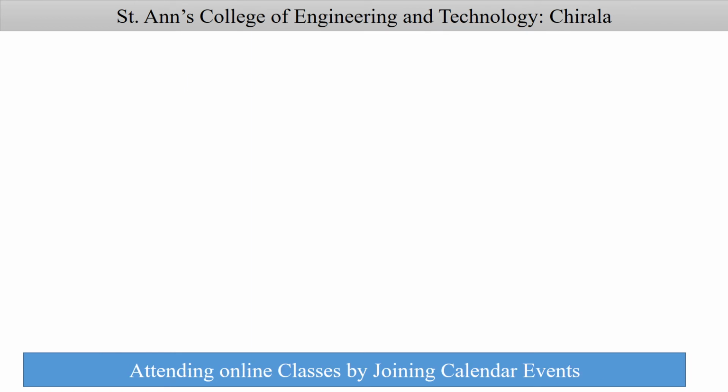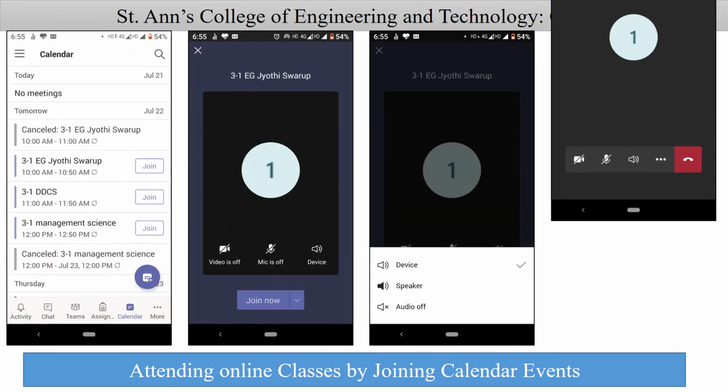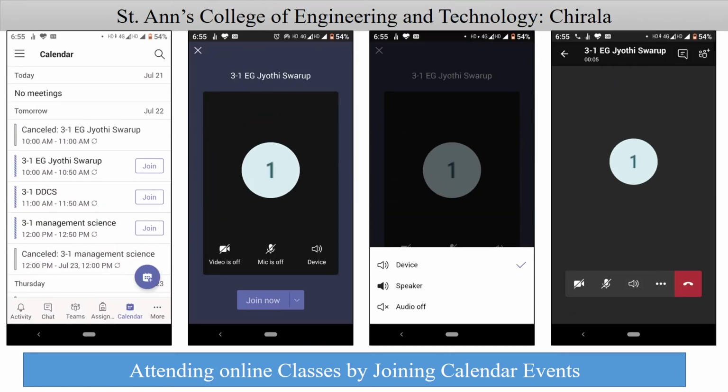The next important step is attending classes online using the calendar. So here one can see, so far we discussed teams, we discussed assignments. Now let's look into the calendar. Once you click on calendar, you will see what classes are available. In this case, I have classes at 10 a.m., 11 a.m. and 12 p.m. So about 9:50 or 9:55, go ahead, click on calendar and click join.